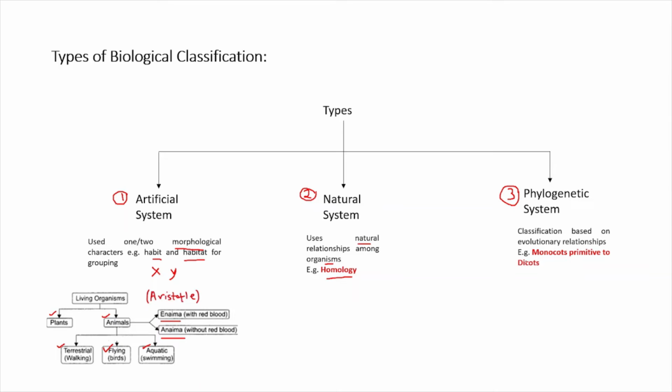Now we have the phylogenetic system of classification. It is based on evolutionary relationships. For example, it is said that monocots are primitive to dicots. So if you can find an evolutionary relationship among organisms, then you can classify them according to the phylogenetic system of classification.